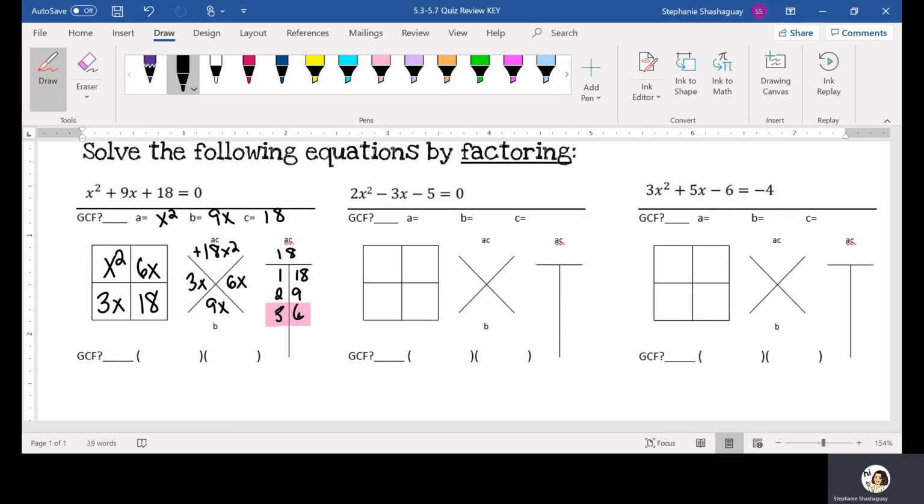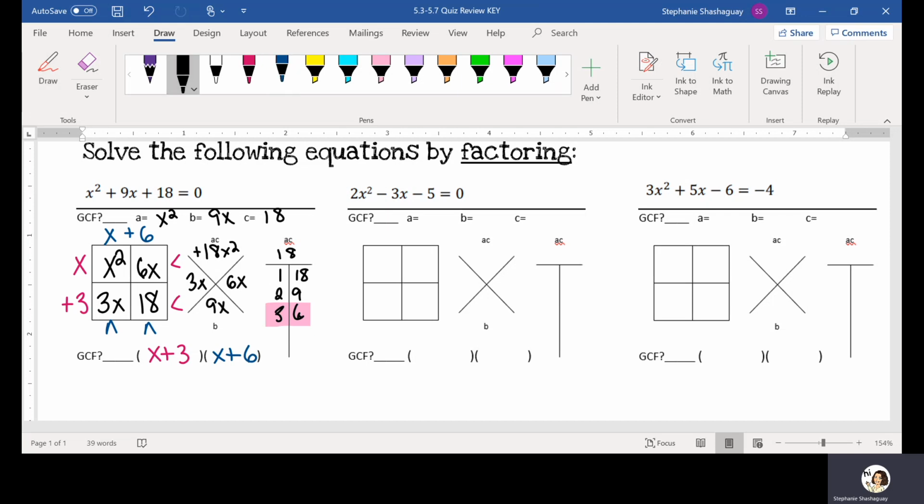Now I need to factor this, and so I'll start with this top row, x squared and 6x. What I have in common is x. 3x and 18, I have in common a positive 3. In this first column, x squared and 3x, I have an x in common. In the second column, 6x and 18, I have in common a positive 6. So my factors are x plus 3 and x plus 6.